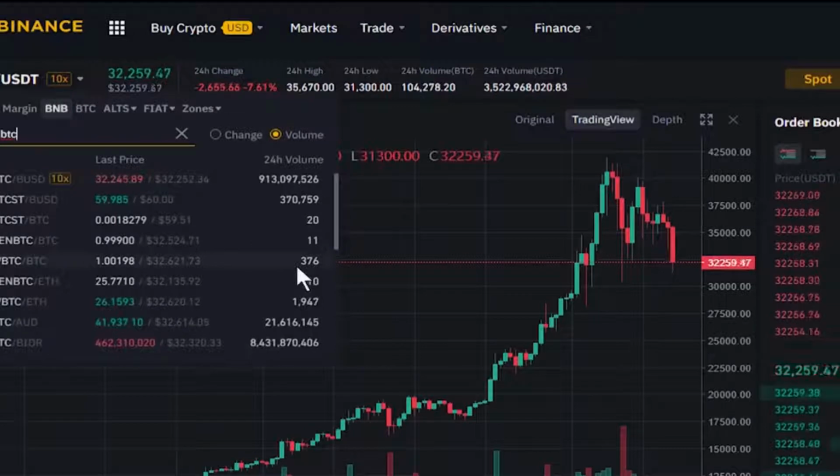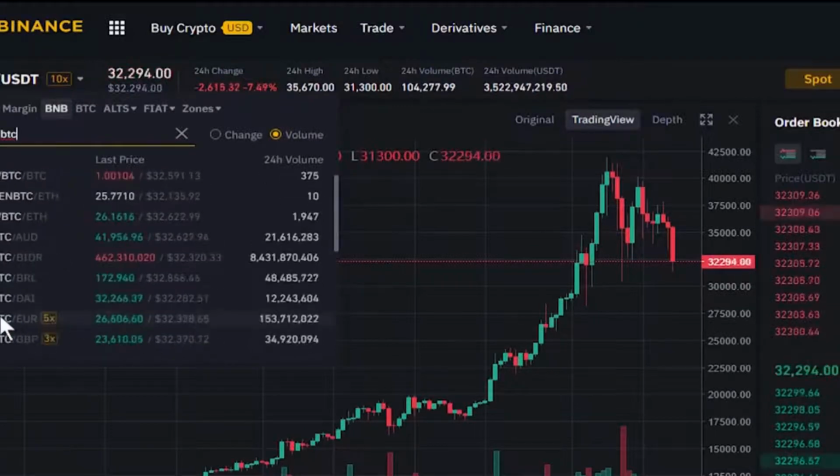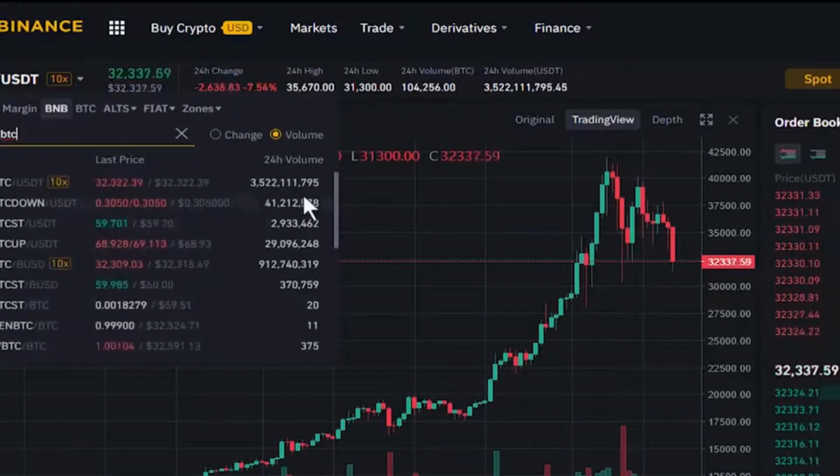Or for example, for Bitcoin to Euro, as you can see here, it's $153 million, or for British pound is something like $34 million. So you can clearly see that Bitcoin to Tether has higher trading volume compared to other stable coins or fiat currencies. You can also trade your coins in terms of other coins.